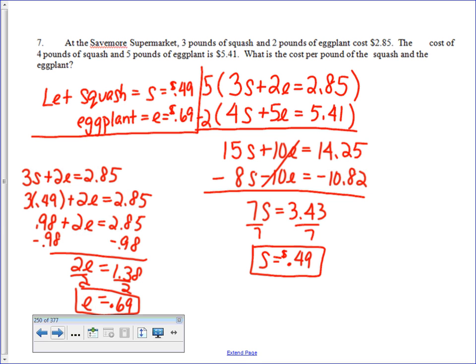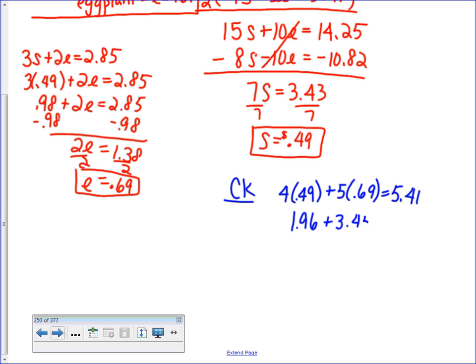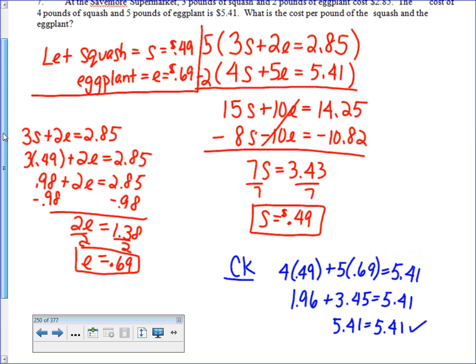Again, we're going to perform a check, and I'm going to make sure my check works. So my check is saying 4 times 49 cents a pound plus 5 times 69 cents a pound should equal $5.41. I get $1.96 plus $3.45 to equal $5.41. And sure enough, my check works. And the beauty is once you know your check works, you know you have a correct problem. And again, make sure that you box in your let statement.